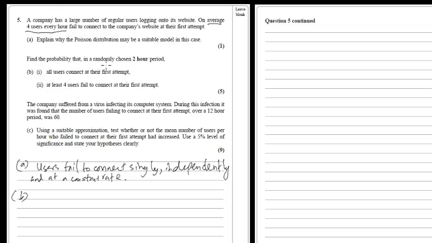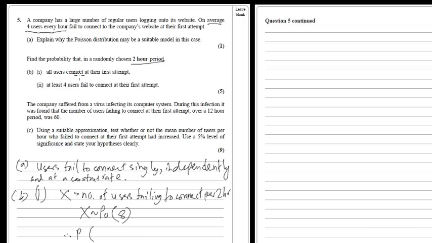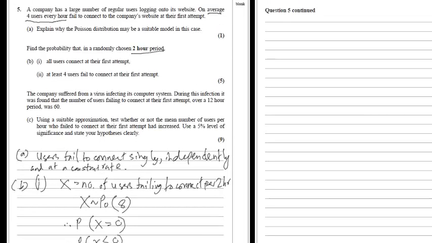Question number B. Find the probability that in a randomly chosen 2-hour period. The first information was every hour, so this is for a 2-hour period. So let's start with 2 hours. Number of failures, meaning failure to connect, or number of users failing to connect per 2 hours. So I'm starting directly with 2-hour Poisson. Every hour is 4 users, 2 hours means 8 users. So therefore this is B1, numbering is very important. All the users connect. So how many fail? None. So this means probability of X is less than or equal to 0, that means 0.0003.